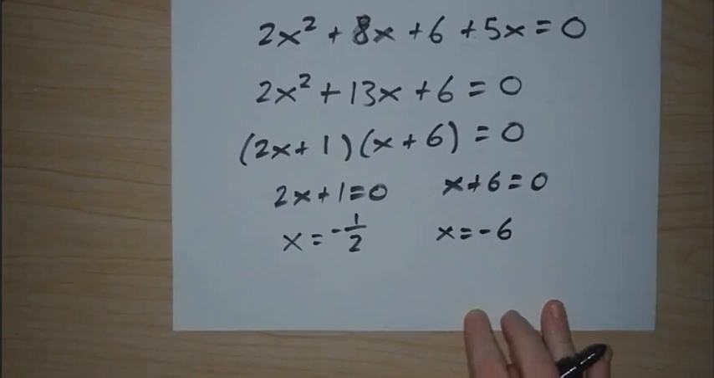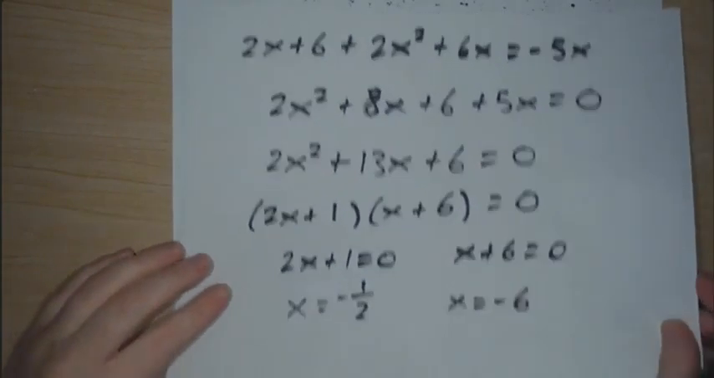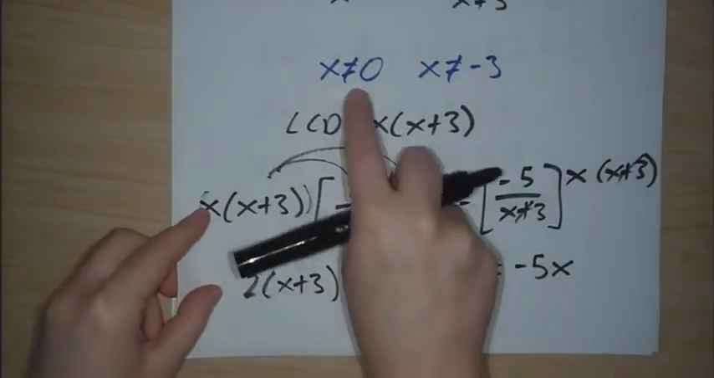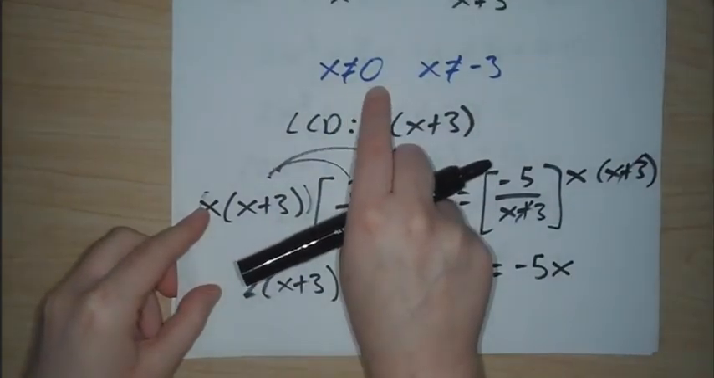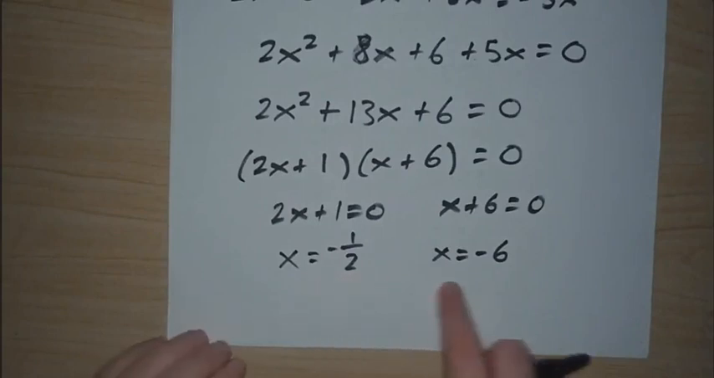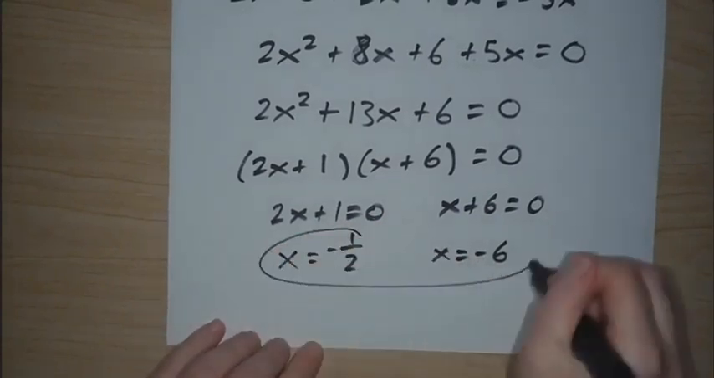So those are our possible answers, and we have to go back and look at what our domain was. So our domain, what our x cannot be, was 0 and -3, and neither of these x's are 0 or -3. So we know that we've solved it and that these are valid answers right here.